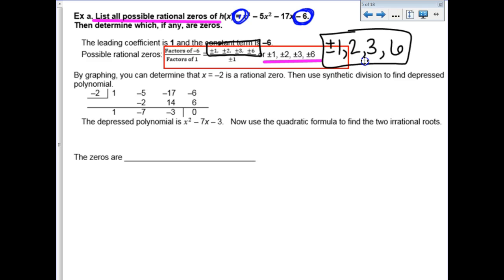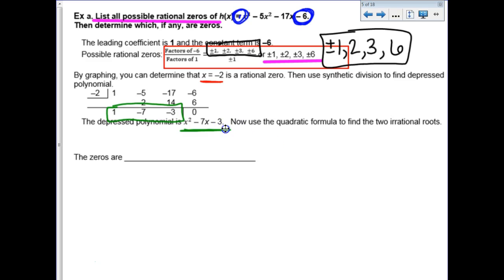So here's what's happening, guys. On this question, someone already took the liberty of graphing it, and they determined that there was an x-intercept at negative 2. So you don't have to do that step. They went through and did synthetic division, and they whittled it down to a quadratic. So there's your current quadratic, x squared minus 7x minus 3.